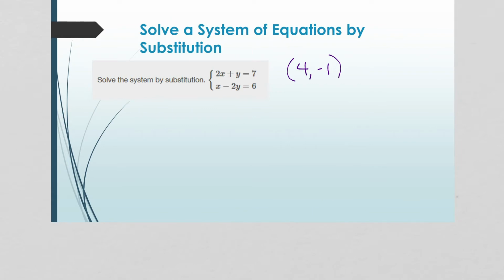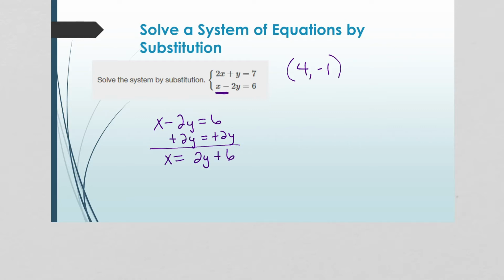Okay, sorry, I was wasting your time. Okay, so again, what I'm going to do is I'm going to solve for x instead of y this time. So I've got x minus 2y equals 6. I would add 2y to both sides. So I get x is equal to 2y plus 6.